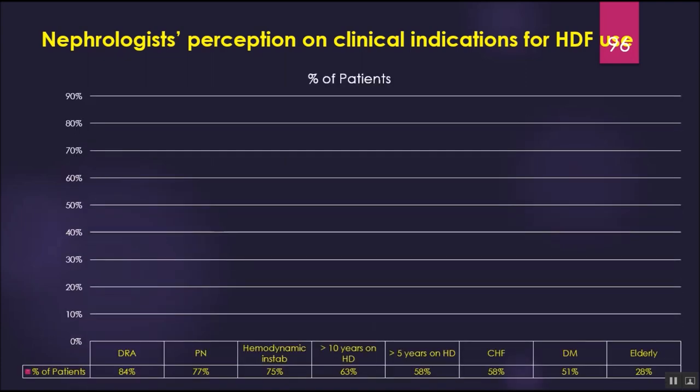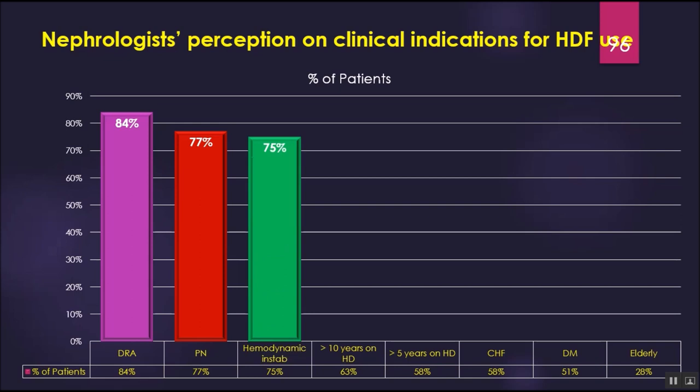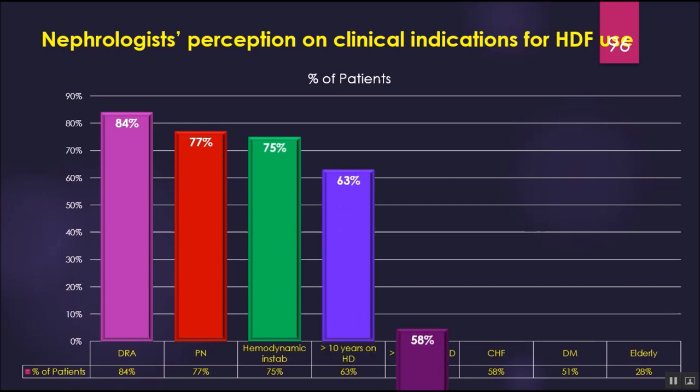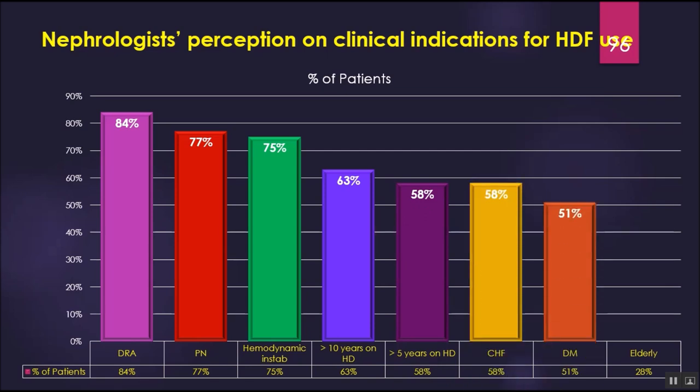Hemodiafiltration is more suitable for patients with dialysis-related amyloidosis, polyneuropathy, hemodynamic instability, long vintage on hemodialysis, heart failure, diabetics, and the elderly.